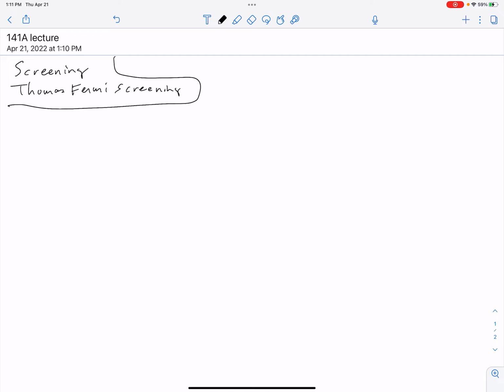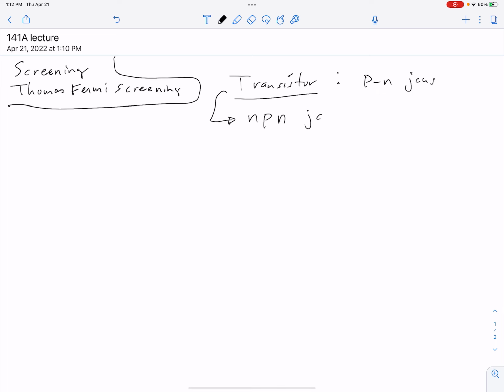But before we dive into screening, I feel bad because I never got to a semiconductor transistor. Let's just do transistor for just 1 minute. We were talking about p-n junctions. To make a transistor, you just put two of them together. So here's an example. An NPN junction is a transistor.